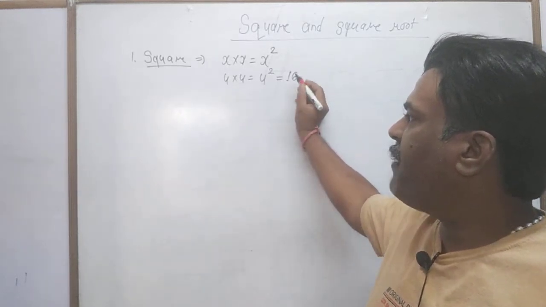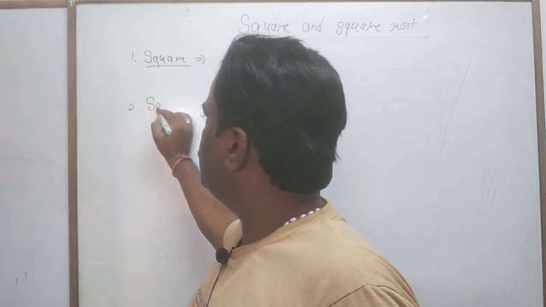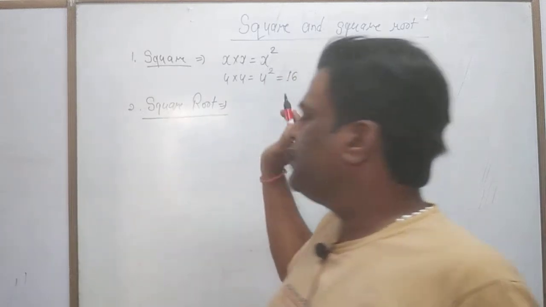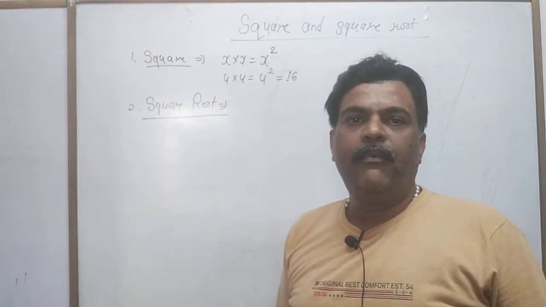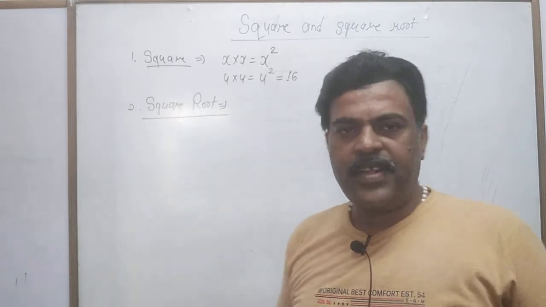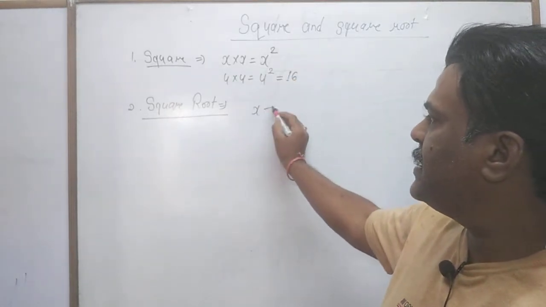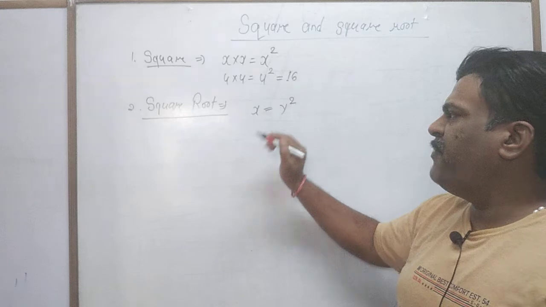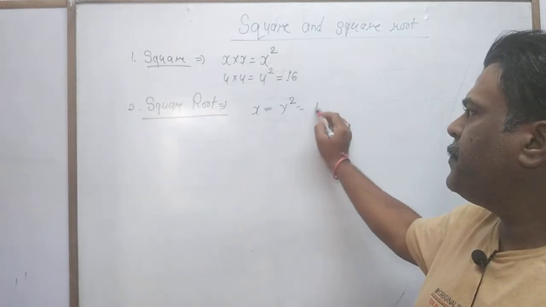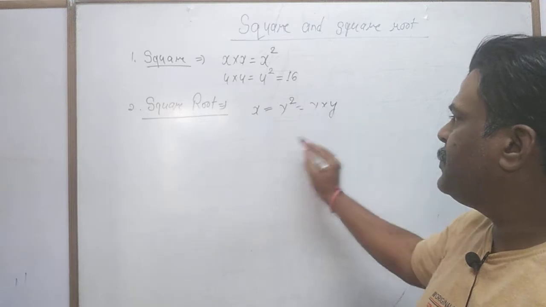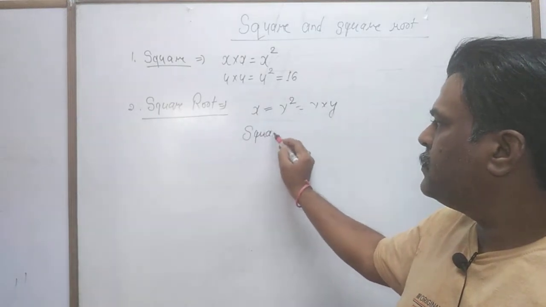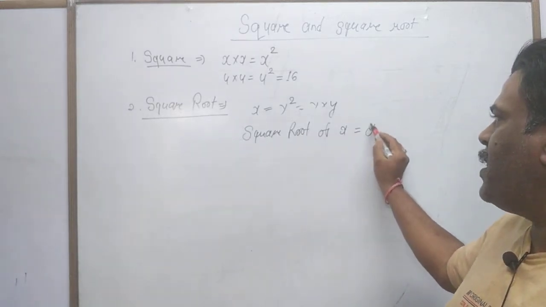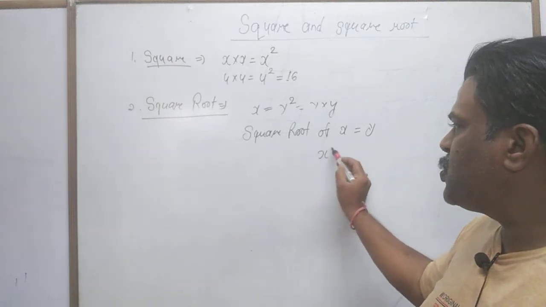Now second is square root. Square root is a number for any larger number. By multiplying it twice, we can find that larger number. Just like x is y square, means x is a number and we can find x by multiplying y twice. So we can say that the square root of x is y, or we can say it x to the power 1 by 2.